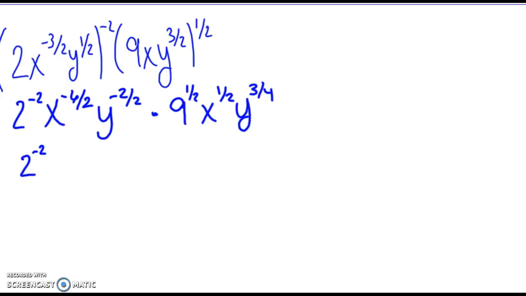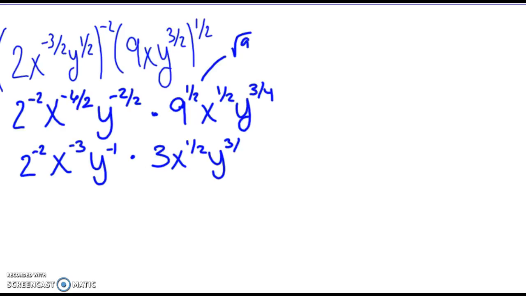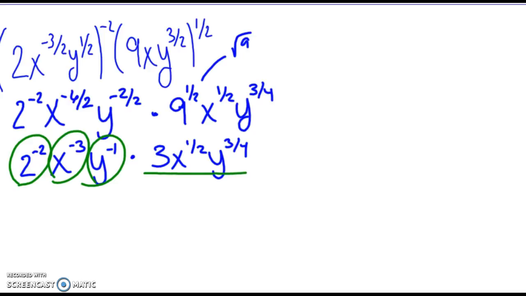2 to the negative 2, x to the negative 3, y to the negative 1, times 9 to the 1/2 is the same as the square root of 9. So that's 3, x to the 1/2, y to the 3/4. I'm going to rearrange my positives and negatives next. So I'll switch colors so you can follow this next step. This needs to go to the denominator. So I'm going to end up with this as my numerator, and this over here is my denominator.